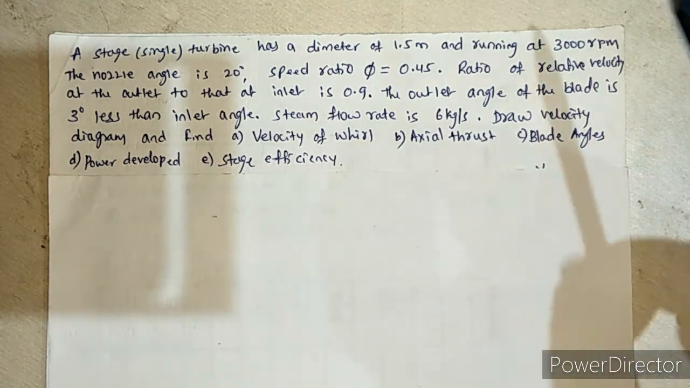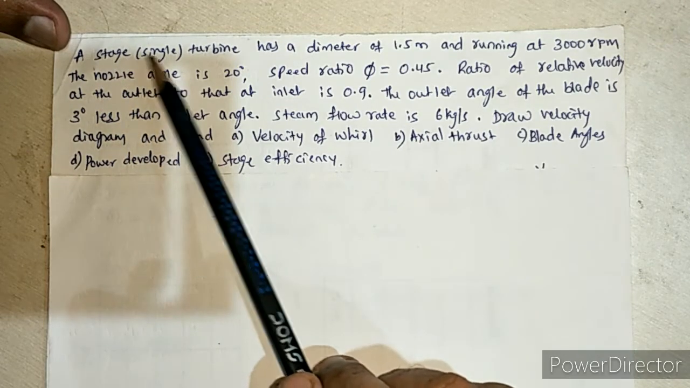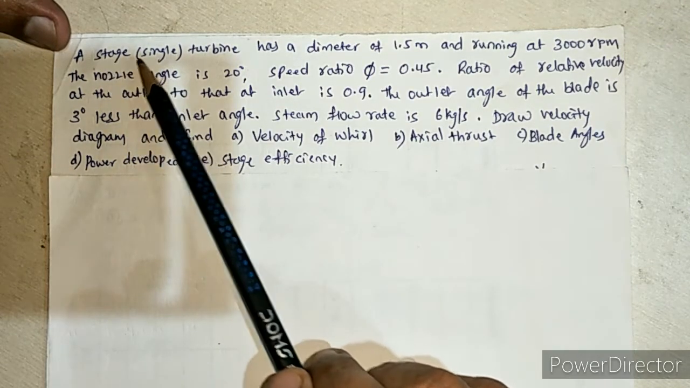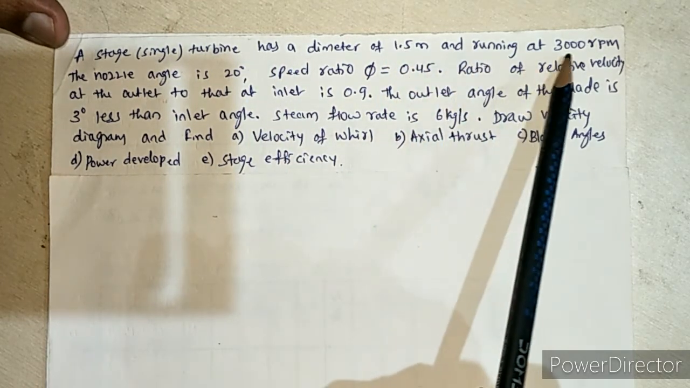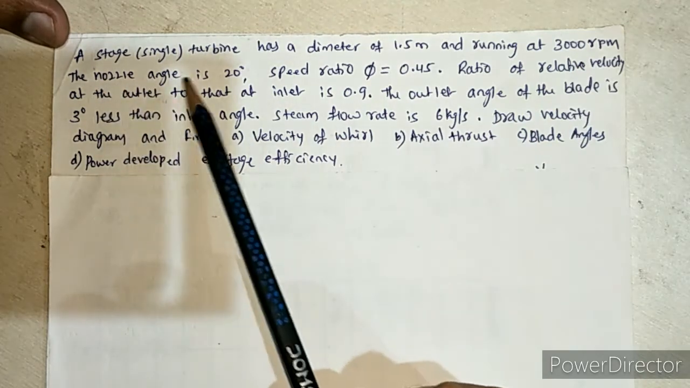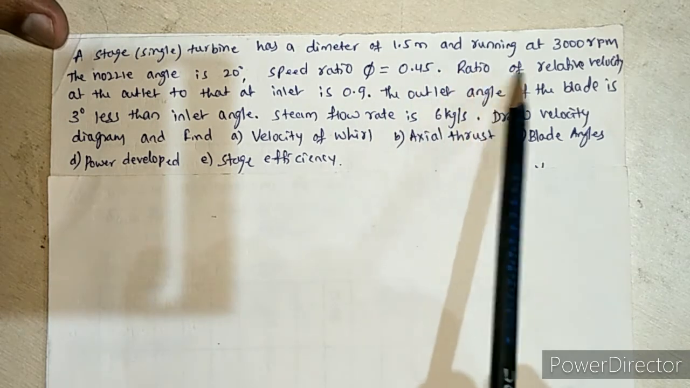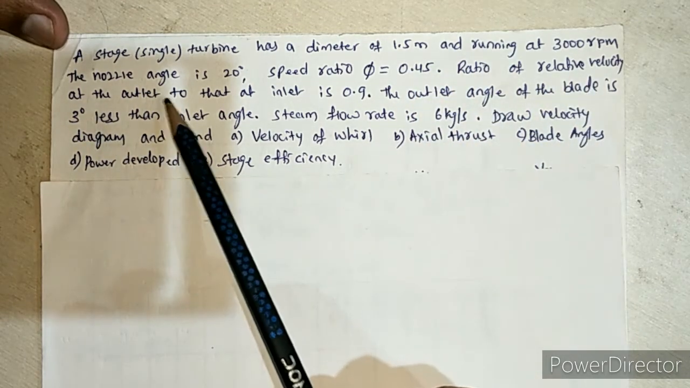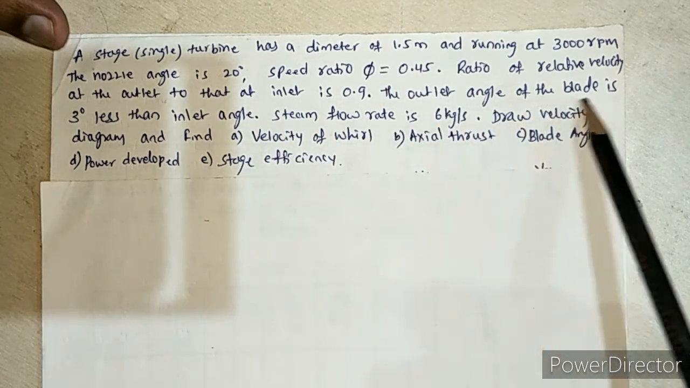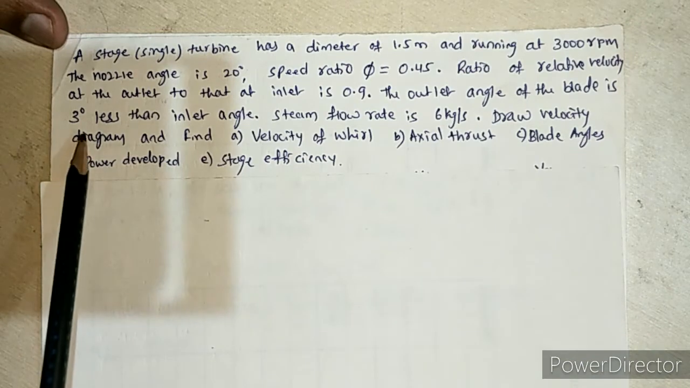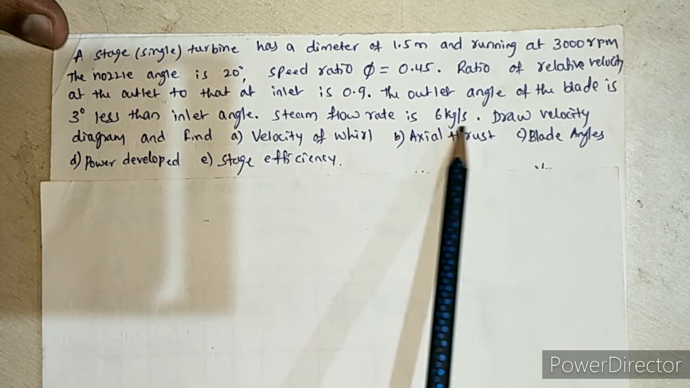So the problem statement is something like this: a single stage turbine has a diameter of 1.5 meters and running at 3000 rpm. The nozzle angle is 20 degree. Speed ratio pi is equal to 0.45. The ratio of relative velocity at the outlet to that at inlet is 0.9. The outlet angle of the blade is 3 degree less than inlet angle. Steam flow rate is 6 kg per second.